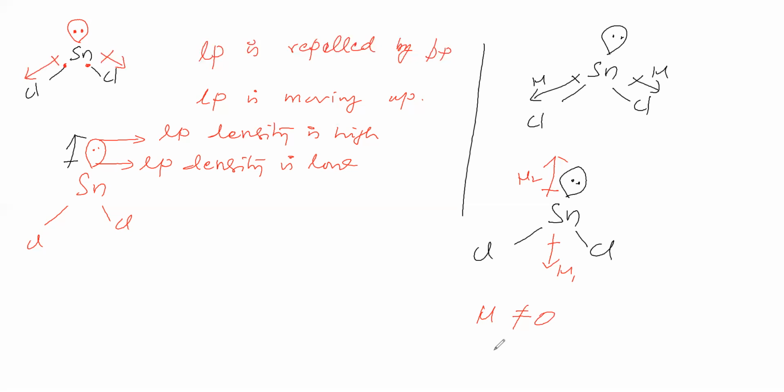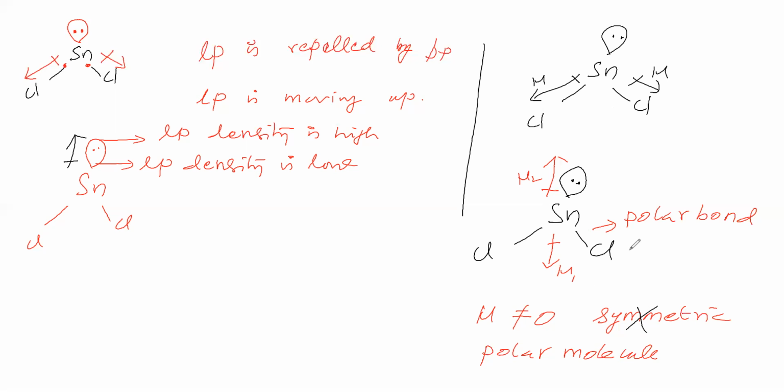Therefore, the molecule is a polar molecule. This bond has a dipole moment, therefore this bond is a polar bond. Now, is this molecule symmetric or not? Here, the surrounding atoms are the same, but the central atom has a lone pair. Due to this, this molecule is not a symmetric molecule.